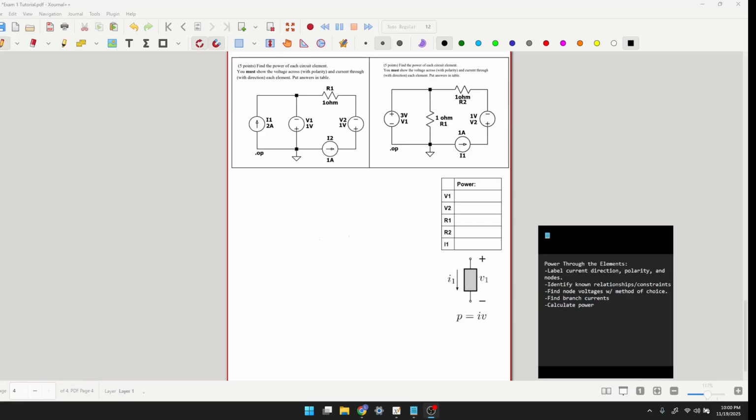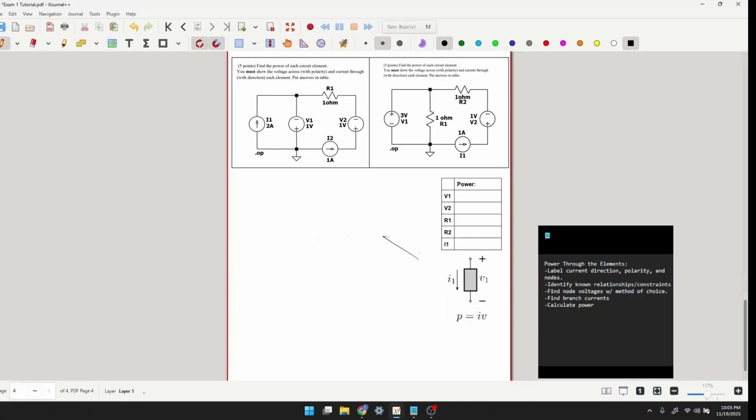All right, so when looking at this power question, we have to show the voltage across and the current through each element in order to submit a valid gradable response. We do this because we have to prove that the passive sign convention agrees with the results we calculated for power.